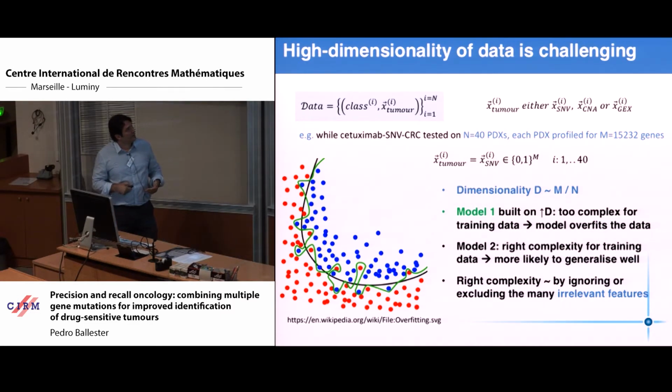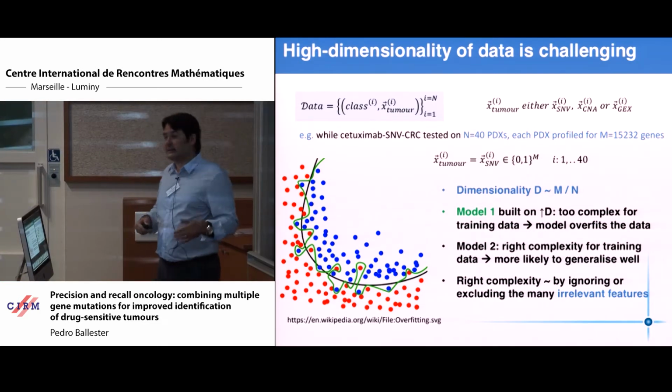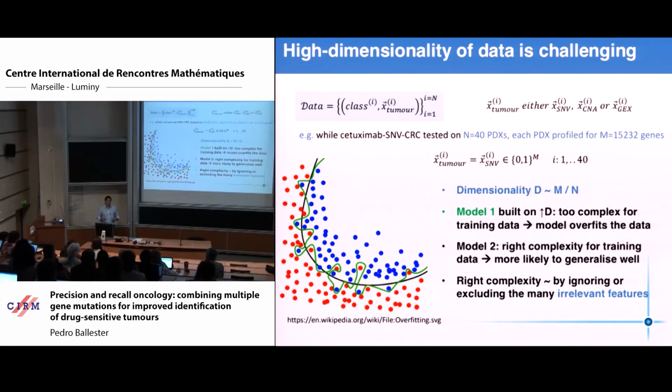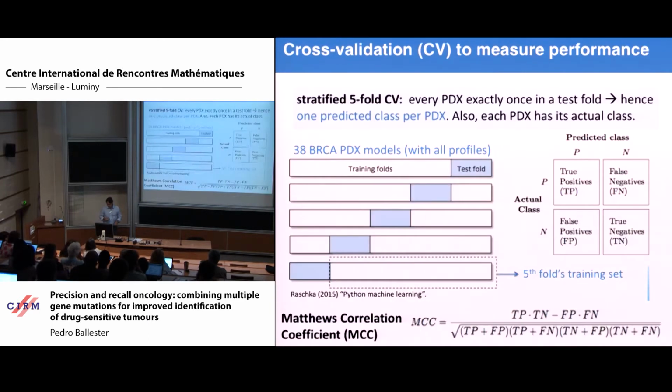In this toy example, we have model 1. It's built on high-dimensional data, therefore in green it is too complex. It overfits the data, and new data is probably going to be suboptimally predicted. Whereas if you look at model 2, it has the right complexity and is more likely to generalize well. And this right complexity is the challenge: the algorithm is trying to ignore or exclude as many irrelevant features as possible. That's a way to try to strike this balance.